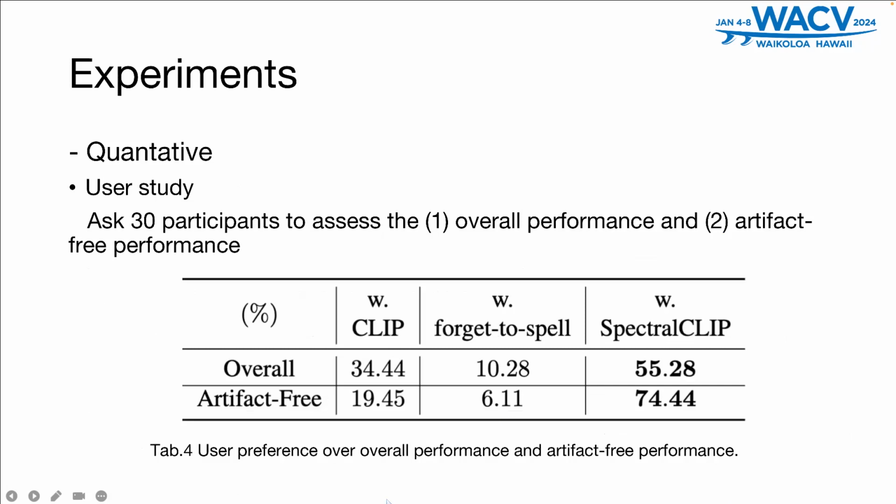Additionally, we carry out a user survey to investigate the user preference on image stylization using CLIP, Forget to Spell CLIP, and SpectralCLIP in terms of the overall performance, which takes into account the overall visual quality of stylization and the artifact-free performance. It turns out that over 55% of the users prefer our results in terms of overall performance and over 74% in terms of artifact performance. These results show that SpectralCLIP can produce clean, stylized images and can well present the target style.